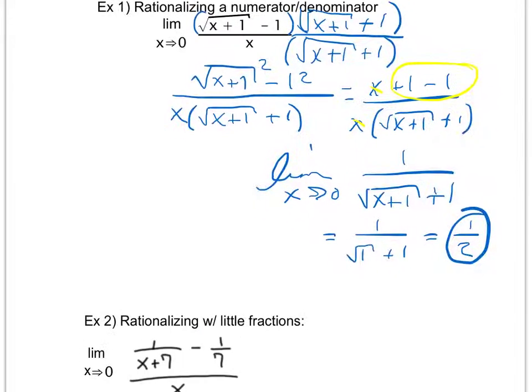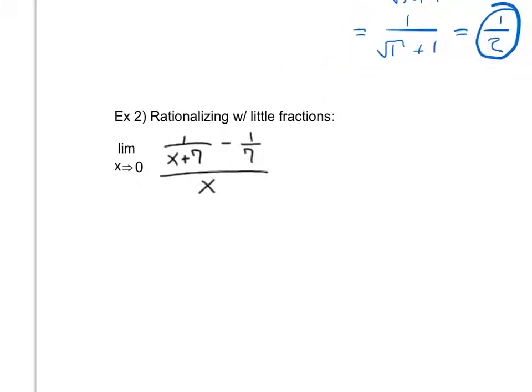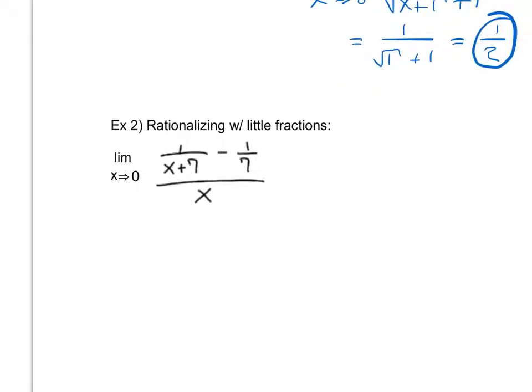Now let's look at the idea of clearing little fractions. Okay, so I'm going to rationalize here by getting rid of my little fractions. So once again, my first instinct is to try direct substitution. When I do, I end up with 1 over 7 minus 1 over 7 all over 0. Well, isn't that just going to give me 0 over 0? And isn't that meaningless? So direct substitution again doesn't work.